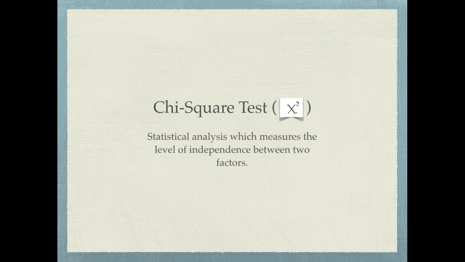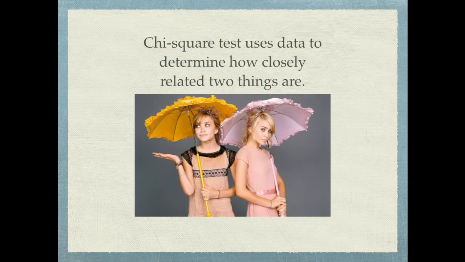Anyways, now that we know how to pronounce it, let's talk about what a chi-square test for independence is. As is indicated in the name, the chi-square test for independence, or simply chi-square test, is a form of statistical analysis which measures the level of independence between two factors, which is much less confusing than it sounds. All that means is that the chi-square test for independence uses data to determine how closely related two things are.